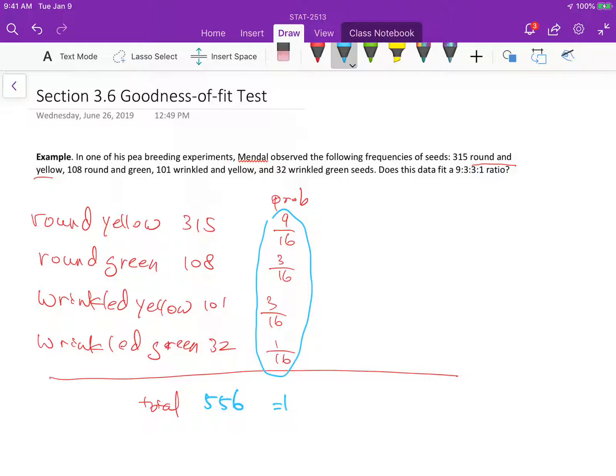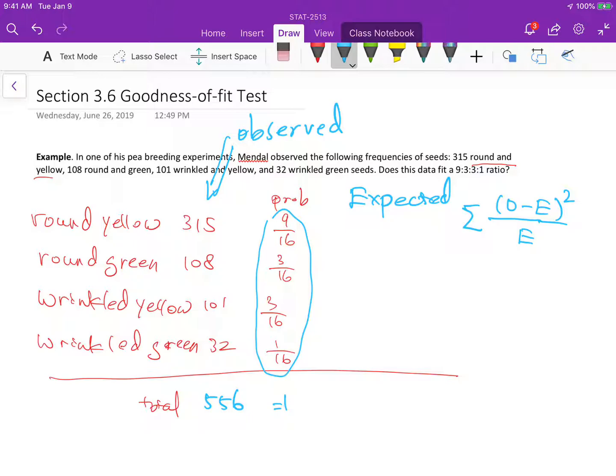The test statistic has this form: the summation of observed minus expected, squared, over expected. What is observed? This column is observed. Observed just means observed frequency, the number from your data. And what is expected? Expected means the expected frequency under your assumption. You assume these four categories have these probabilities, so the expected is just the total times the corresponding probability.